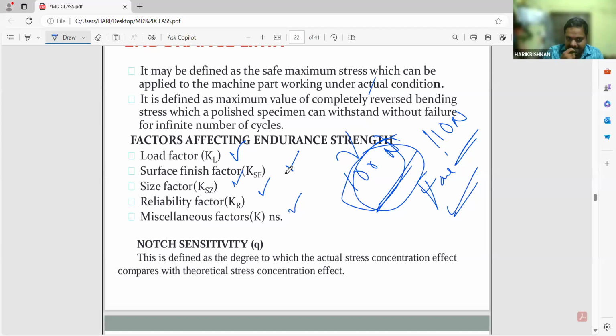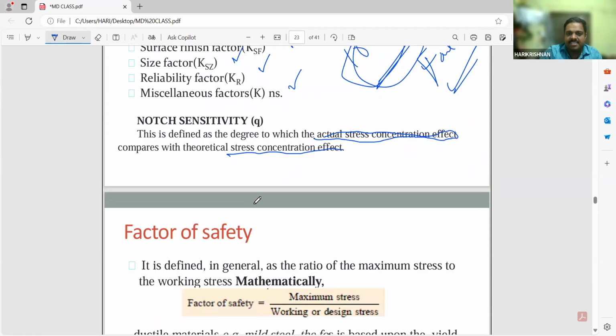Next, you are going to study notch sensitivity. Notch sensitivity is defined as the degree to which the actual stress concentration effect compares with the theoretical stress concentration effect. You have to study what stress concentration is, which I will explain. Notch sensitivity is the ratio of actual stress concentration divided by theoretical stress concentration.